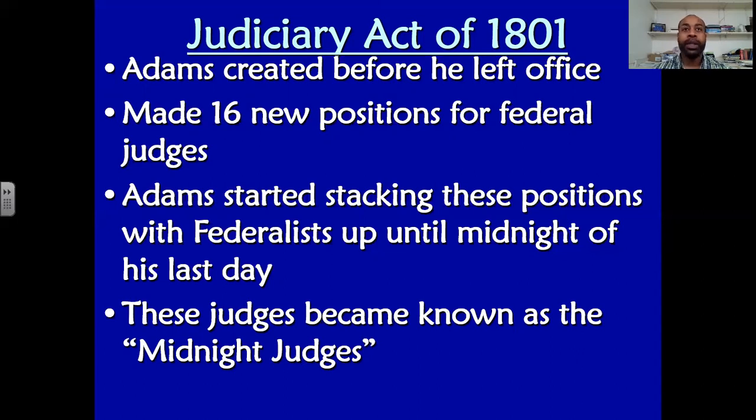So he's scrambling, trying to put in as many things as he has. And one of the things that they passed is an amendment to the Judiciary Act of 1801. So basically, we wanted you guys to be able to understand that he creates 16 new positions for the federal judge system, and he starts packing them with Federalists so he can make sure that Federalist opinions politically can go ahead and be carried out under the new Jefferson administration. This came to be known as midnight judges.